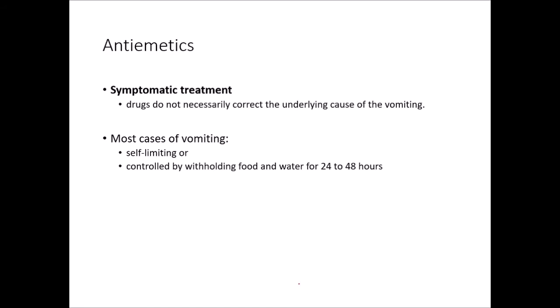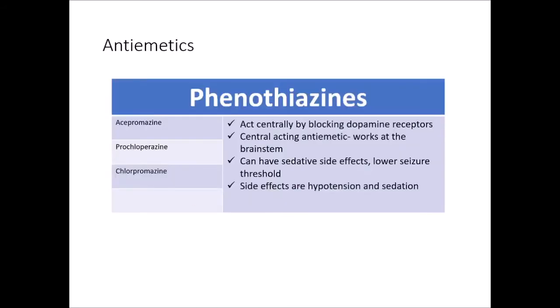Phenothiazines are all antiemetics: acepromazine, prochlorperazine, chlorpromazine. They act by blocking dopamine receptors in the sympathetic nervous system, so they're going to block the sympathetic nervous system. Okay, there's centrally acting antiemetic, works at the brainstem. They can have sedative side effects and lower the seizure threshold. Their side effects are hypotension and sedation. So we see vasodilation, those ace eyes that we see, those red droopy eyes that we see is common.